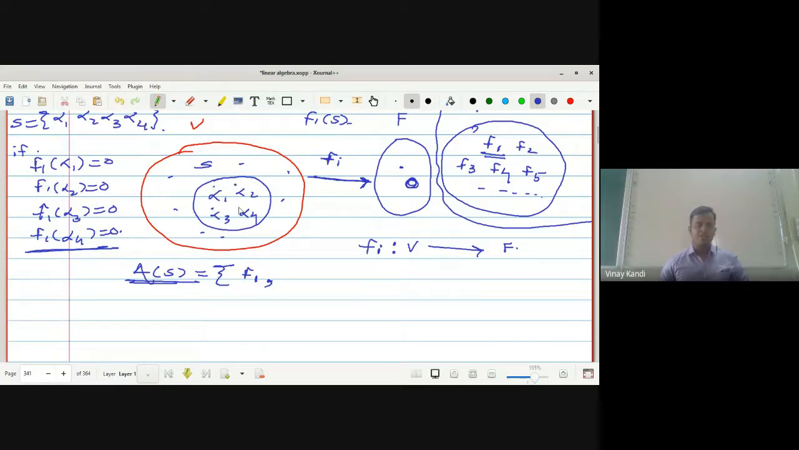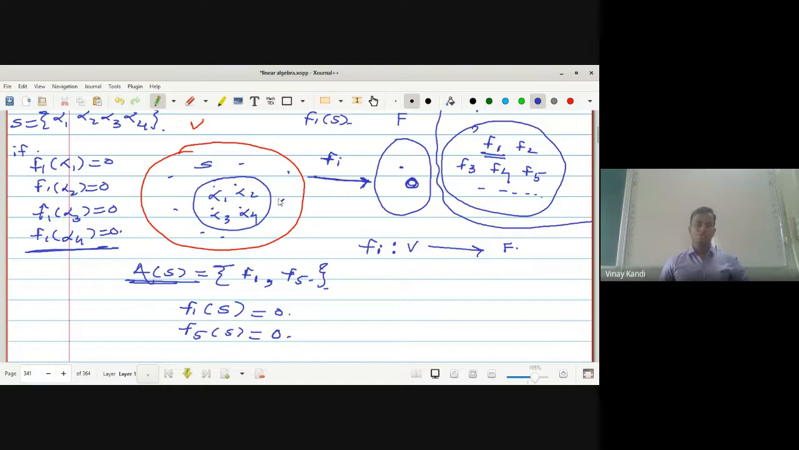Similarly, if you operate F5 on each and every element of S, and if the image is 0 for all alpha belongs to S, then this F5 belongs to the annihilator of S. Okay, suppose there are only these two functions. If the annihilator of S is equal to F1 and F2, then F1 of capital S, that is on each vector, the value will be 0. F5 of capital S is again 0. It maps to 0.